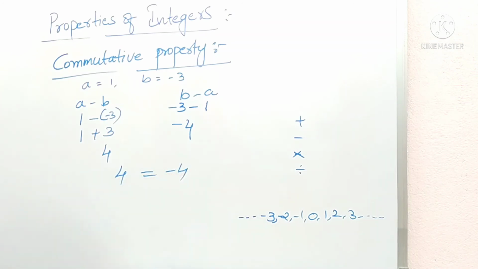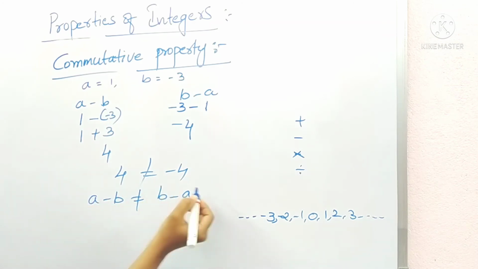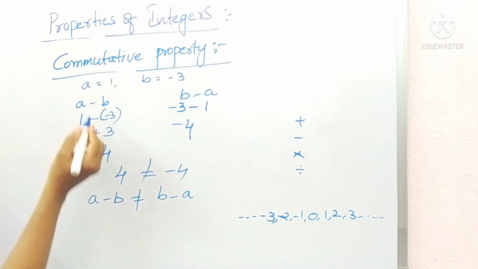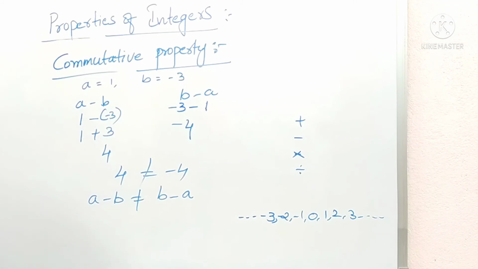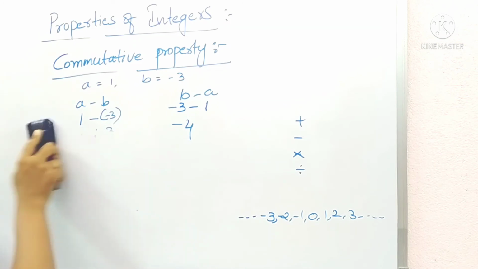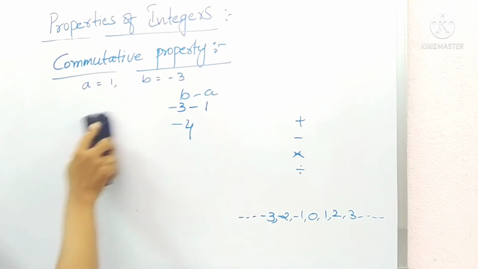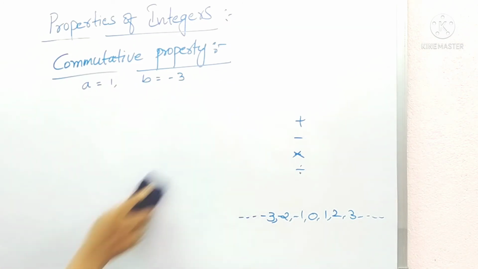So is 4 equal to minus 4? No, not equal. So a minus b is not equal to b minus a. So we can say integers are not commutative under subtraction. That means integers do not follow the commutative property in subtraction. Okay, but in addition integers follow. Coming to subtraction, integers don't follow the commutative property.